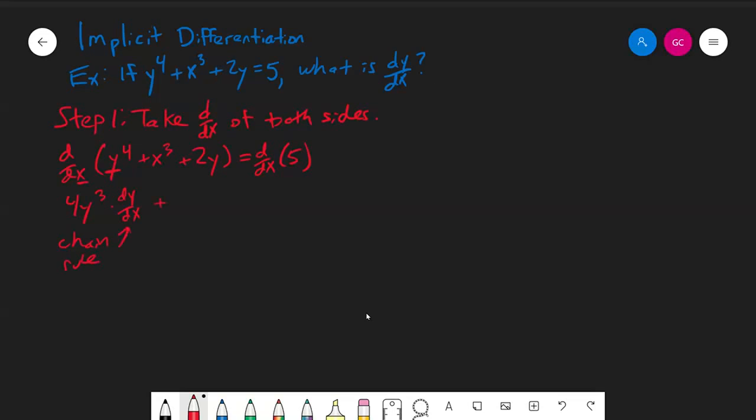Then the derivative of x cubed is 3x squared. And the derivative of 2y is 2 times dy dx. Then finally the derivative of 5 is just 0.